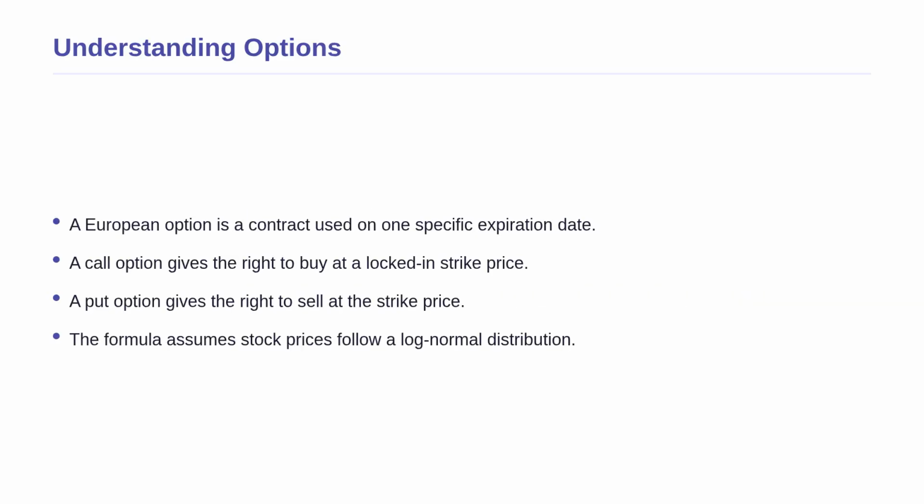Before we dive into the math, let us understand what we are pricing. A European option is simply a financial contract that gives you a choice on one specific future date, known as the expiration date. A call option gives you the right to buy an asset at a locked-in strike price, while a put option gives you the right to sell it.